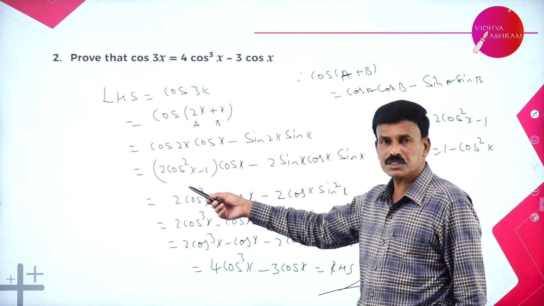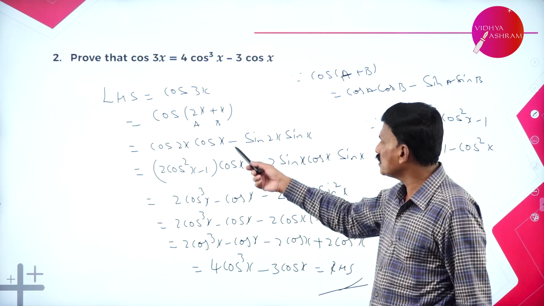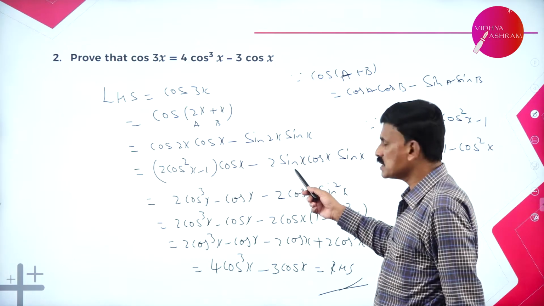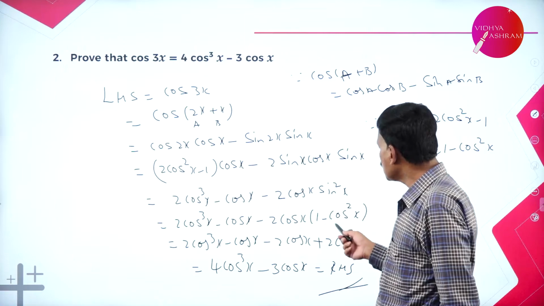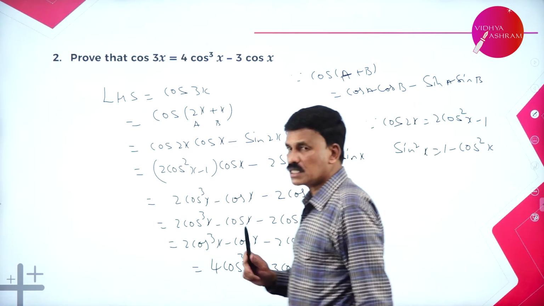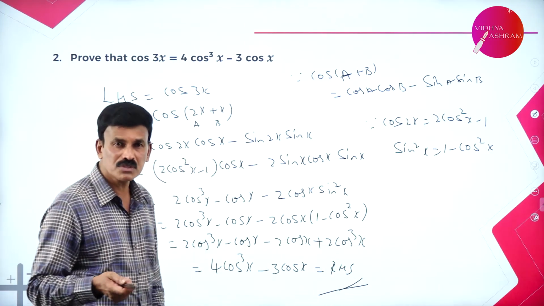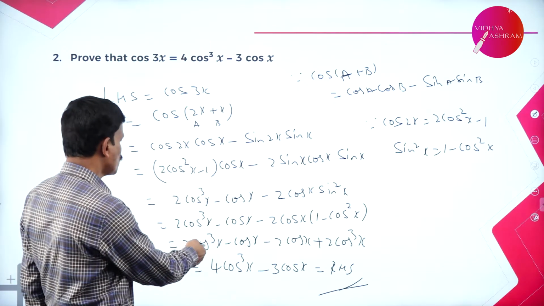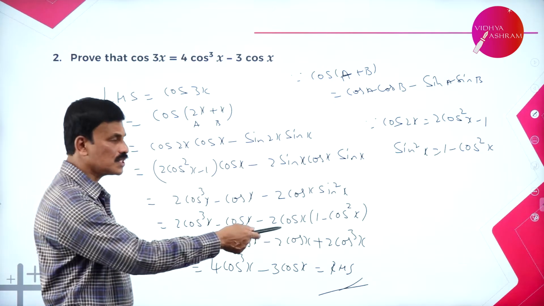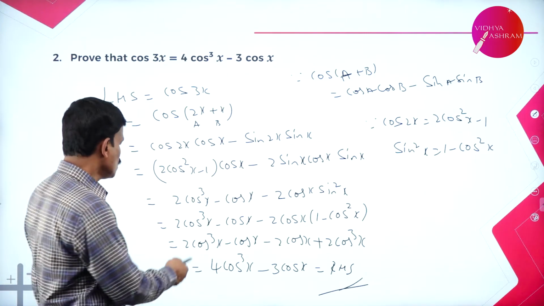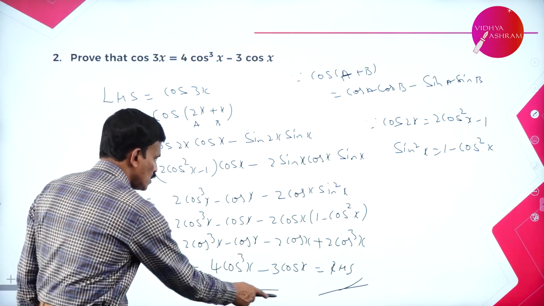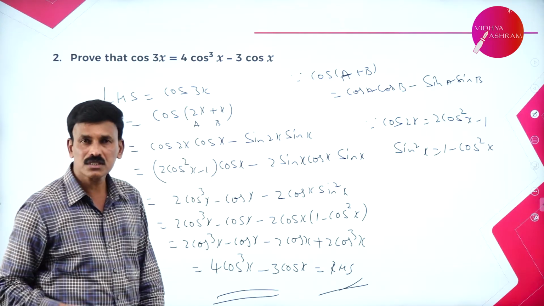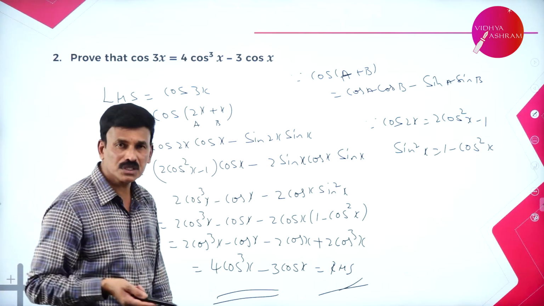Cos 2x can also be written as 2 cos square x minus 1, into this as it is. Sin 2x is 2 sin x cos x as it is, sin into sin is sin square. Convert this sin square to cos, that's it. The intention is to convert sin in terms of cos. So 2 cos cube x minus cos x minus 2 cos x plus 2 cos cube x. 2 plus 2 is 4 cos cube x minus 3 cos x, which is the required answer. That's it. Hope you followed. Now let us come to the next one.